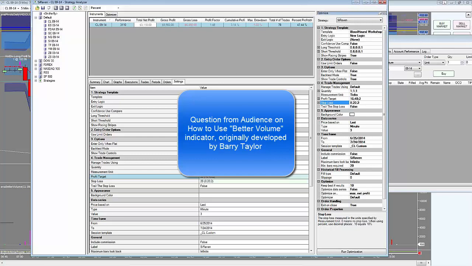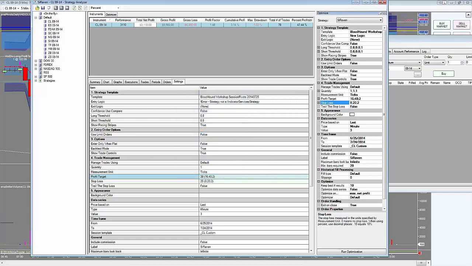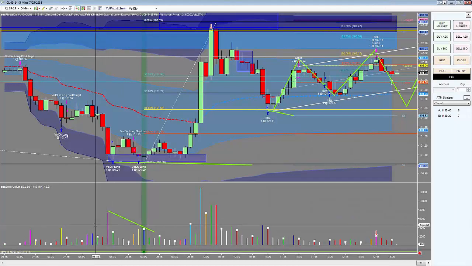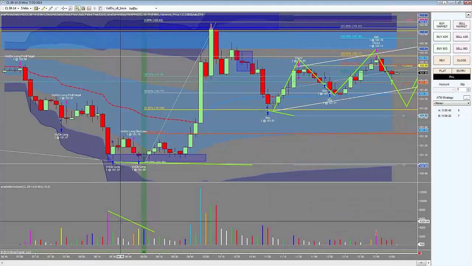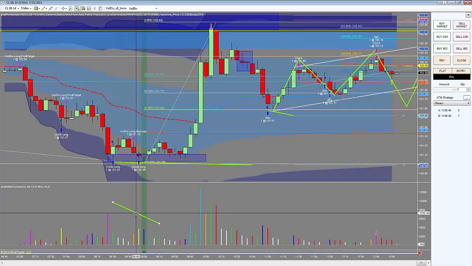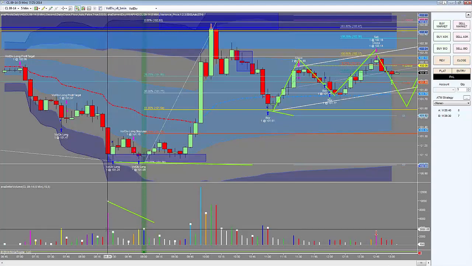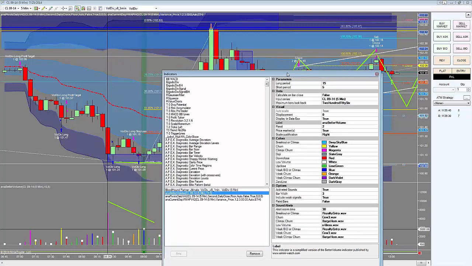Can you talk more about how to interpret the better volume indicator? There's probably a conversation on BM on how to interpret the indicator. Not really. So for instance, this magenta color, this is the highest volume per range and the highest volume times the range. So it's essentially, I think it's times the range, yeah.